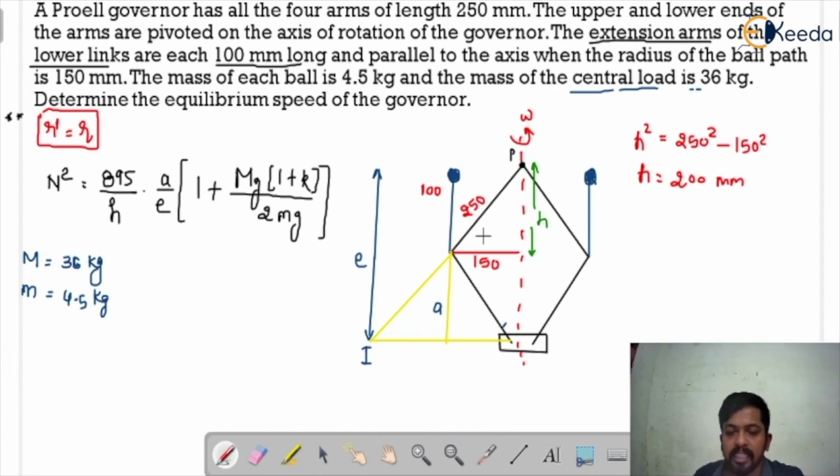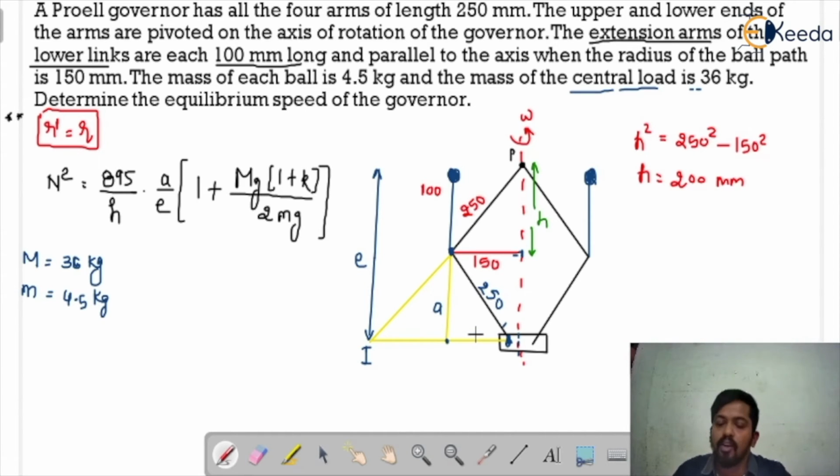Now see here, since in the question it is given that all the links, all the arms, are 250 mm, this would also be 250 mm. So I can write here 250 mm, and this is 250 mm. Now what is this length? This is not 150, because this is from this point to the axis of the governor, but it is not connected to the axis of the governor. There is some difference here, so we do not have the value 150.